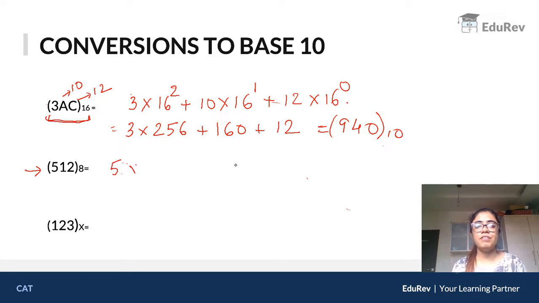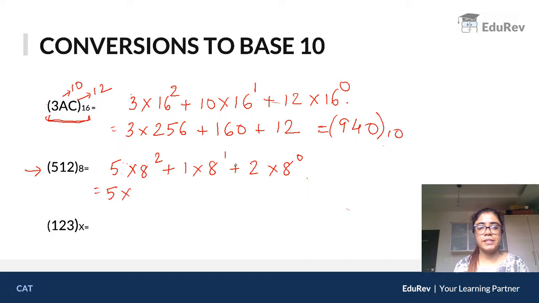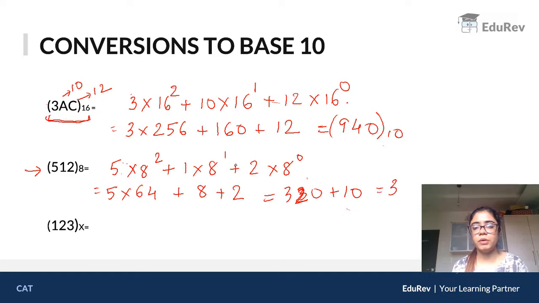So this will be 5 into 8 square, 1 into 8 raised to 1 and 2 into 8 raised to 0. So this will be 5 into 64 plus 1 into 8, which is 8, plus 2. 64 into 5 is 320, and 8 plus 2 is 10. So your final value comes out to be 330 and this is to the base 10. 512 to the base 8 is 330 to the base 10.